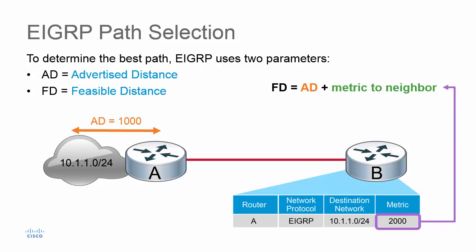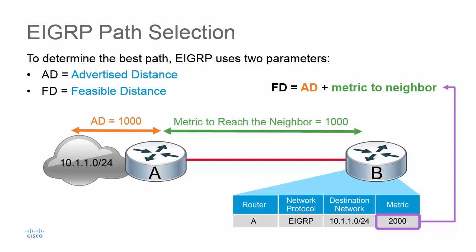This is the metric that router A uses to reach the network 10.1.1.0/24. To calculate the feasible distance, you need to add the metric for router A to reach the neighboring router B. This equals 1000 as well. Finally, you may calculate the feasible distance on router B for network 10.1.1.0/24. The final result is 2000. This is the metric for the network 10.1.1.0/24 from the perspective of router B.